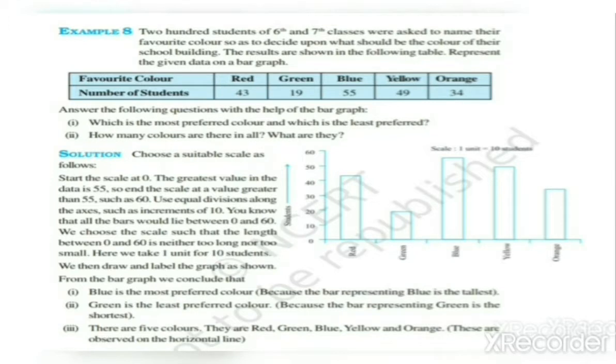From the bar graph, we conclude that blue is the most preferred color because the blue bar is the tallest, and green is the least preferred color because the green bar is the shortest. There are 5 colors. They are red, green, blue, yellow and orange. These are observed on the horizontal line. And on the vertical line, number of students is written.